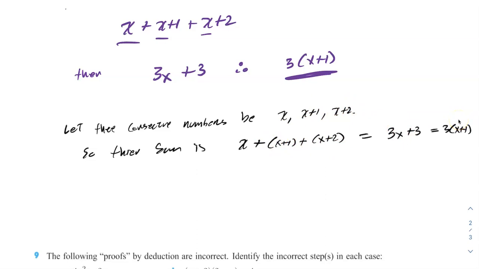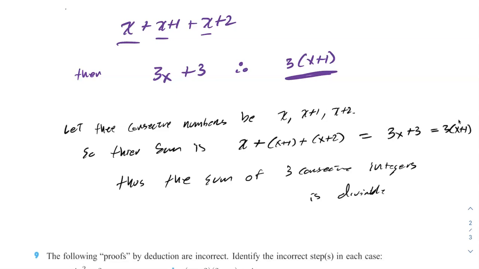So I'm just going to end it with: thus, the sum of 3 consecutive integers is divisible by 3. QED.